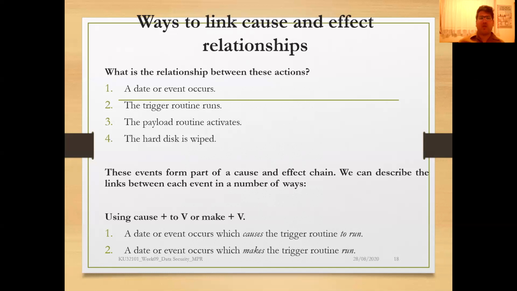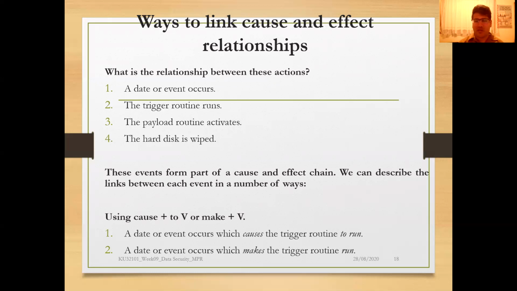So, what is the relationship between these actions? We have 4 actions here. A date or event occurs. The trigger routine runs. The payload routine activates. The hard disk is wiped. So these 4 events form part of a cause and effect chain.